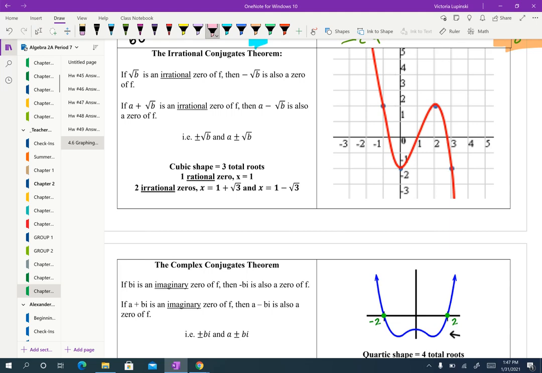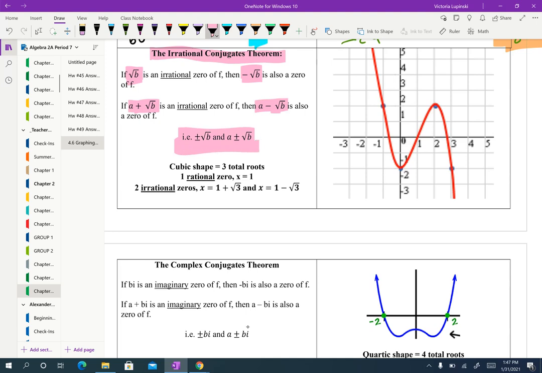As a reminder, we've already talked about the irrational conjugates theorem, which says that square roots have to come in pairs if they're going to be x-intercepts. So if you know that the square root of b is an answer, then you know that the negative square root of b has to be an answer. If you know that a plus radical b is a solution, then you know that a minus radical b is a solution. And remember, most of the time, you write them as plus or minus.